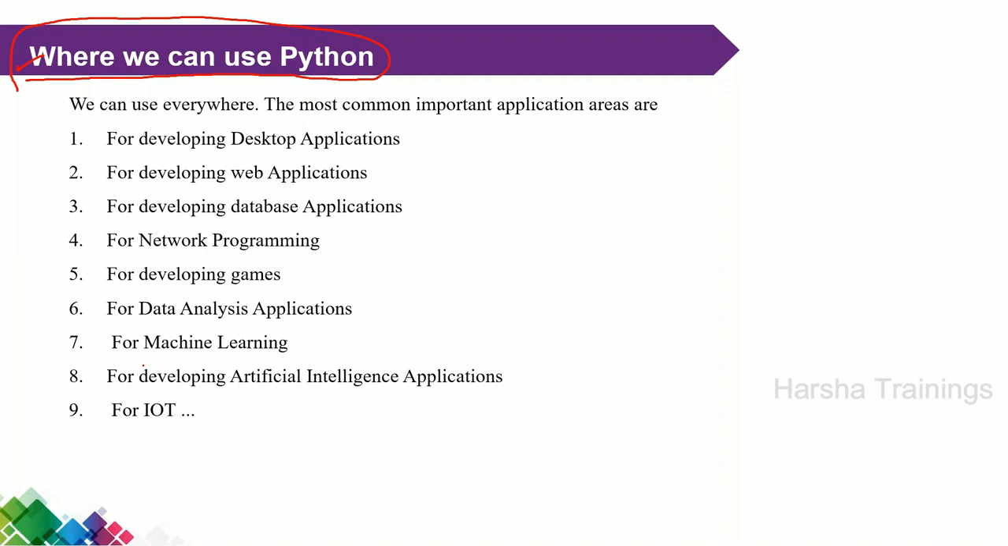In the simple sense, each and everywhere we are using Python. Whenever we require a programming language, at that place we will use Python. First one, for developing desktop applications. What do you mean by desktop applications? Desktop in the sense is system. So simply an application that is inbuilt in the system.